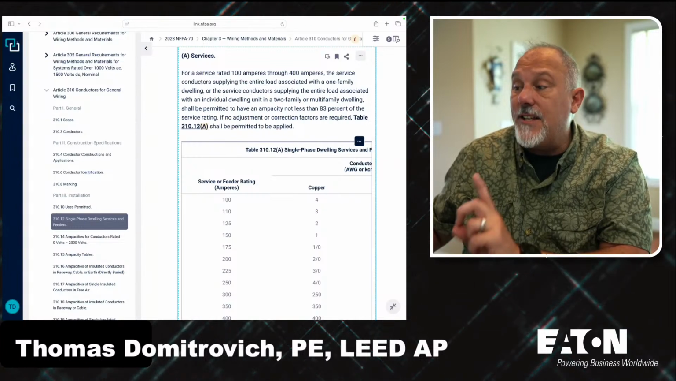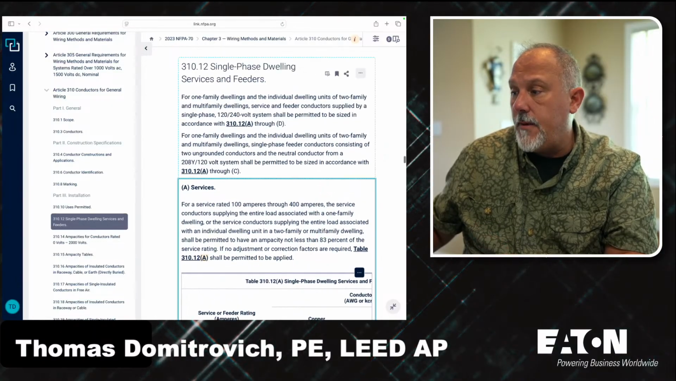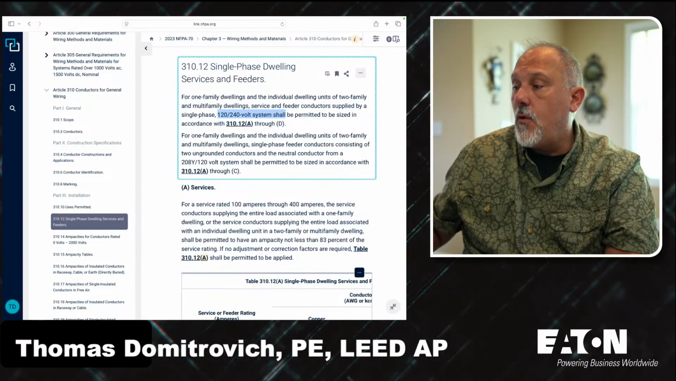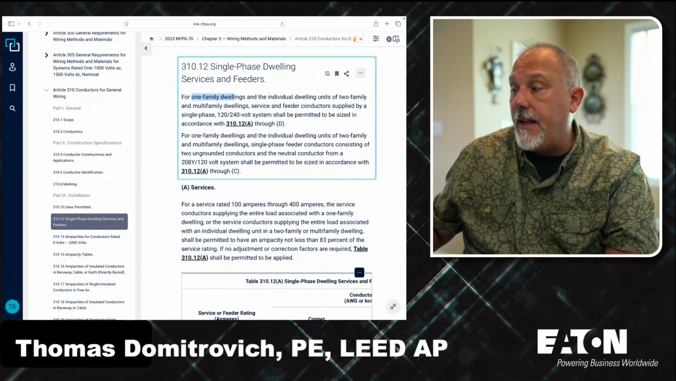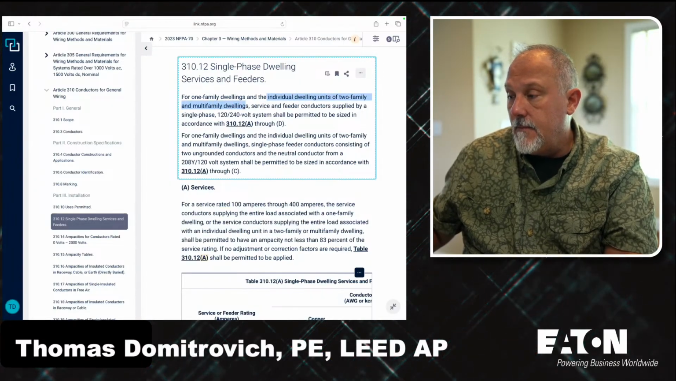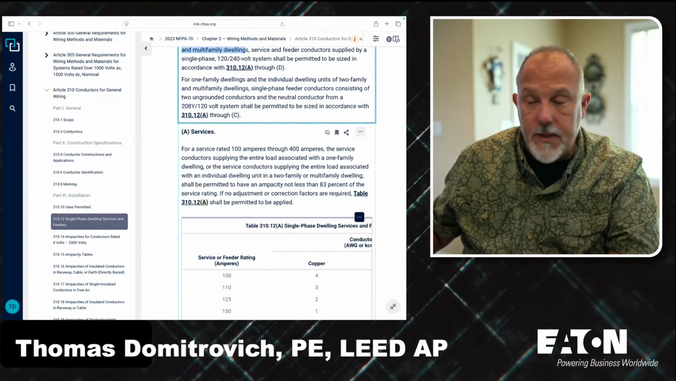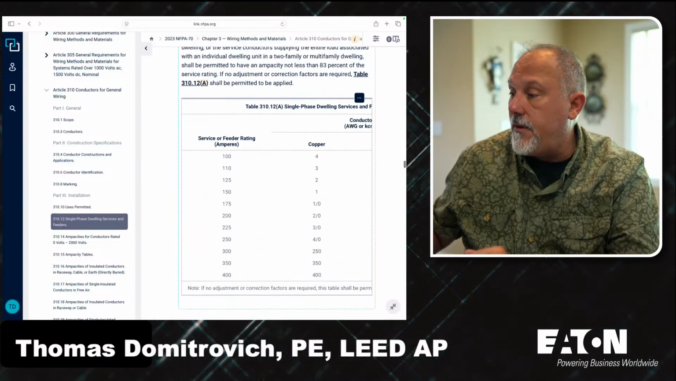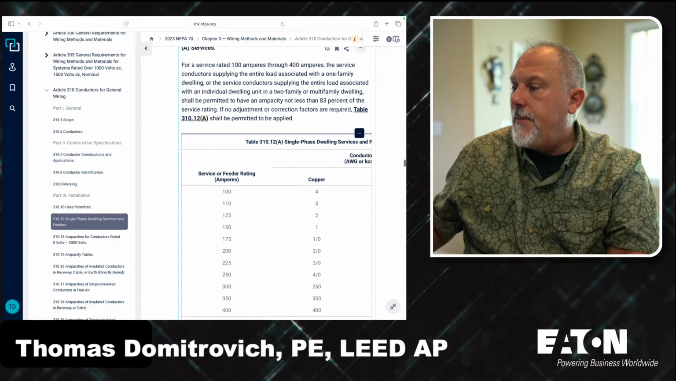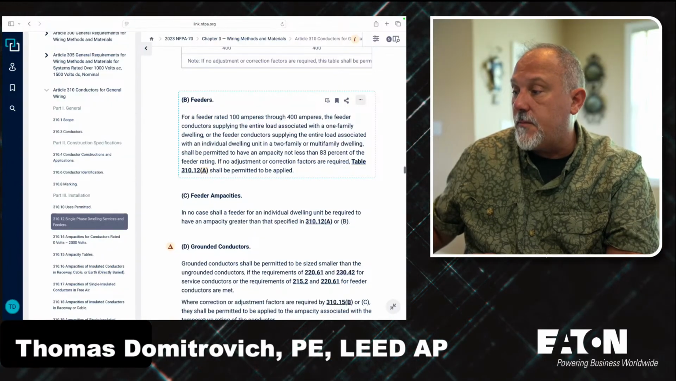And that is for services as long as, Willie, as long as you meet the requirements that it is a 120/240 volt system and it is for a one-family dwelling and the individual dwelling units of a two-family or multifamily dwelling. So it has to supply the entire load. As long as you meet those requirements, then yes, I agree with you 100% because it's right here in black and white.